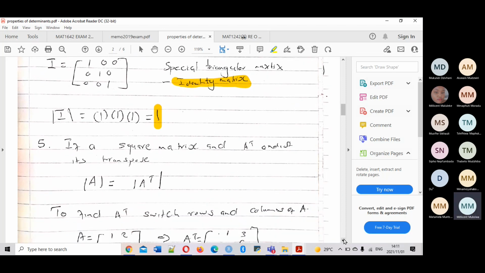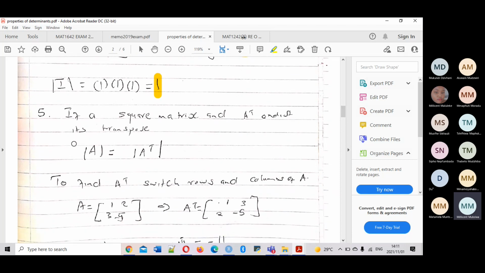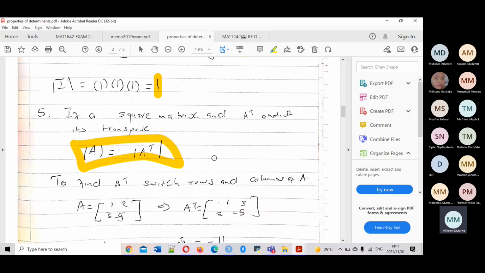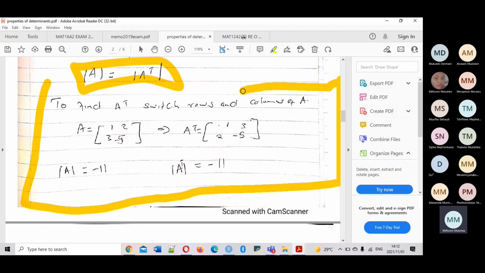If A is a square matrix and A transpose is its transpose, it means that the determinants are equal. If A is the transpose matrix of A transpose, then you will find this. So any question before we proceed? This is the example to prove that. Is there any question?